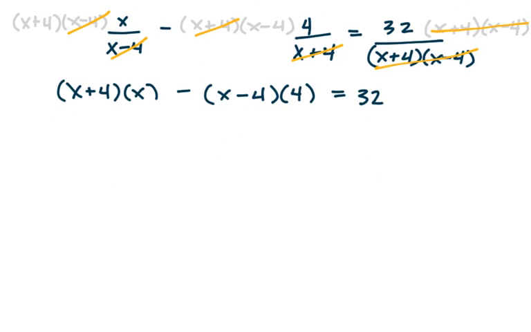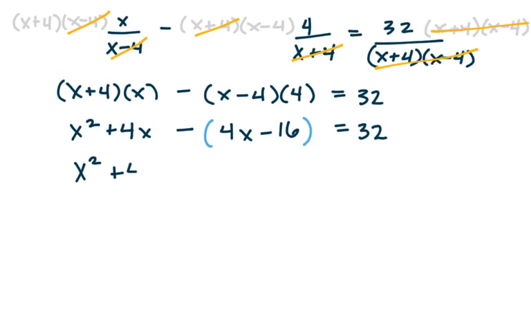So we're going to continue solving this. I have x squared plus 4x minus 4x minus 16 equals 32. Now, I made a mistake here on purpose to point out, but what we need to make sure we notice is that this minus was in front of all of this. So this minus is still in front of all of this, and we need to make sure we've got parentheses in here because that's going to cause some distribution. So I have x squared plus 4x minus 4x plus 16 equals 32.